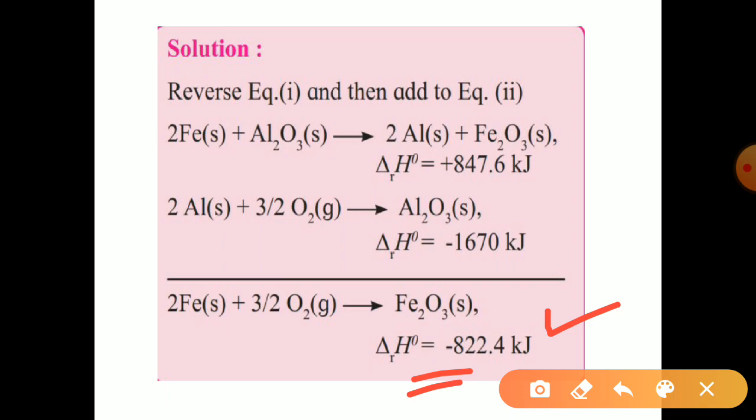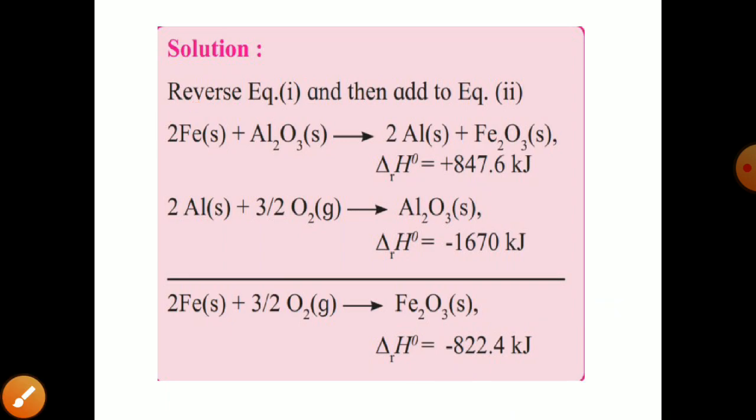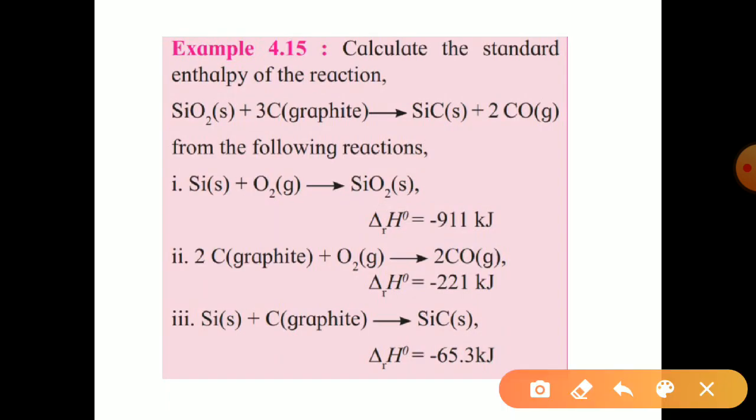In this way we can determine it. The algebraic operation I have applied is that I have reversed this one, so the sign of the enthalpy also changes, and I have just added this to the second equation to get the overall reaction. Now the second example is: calculate the standard enthalpy of the reaction.